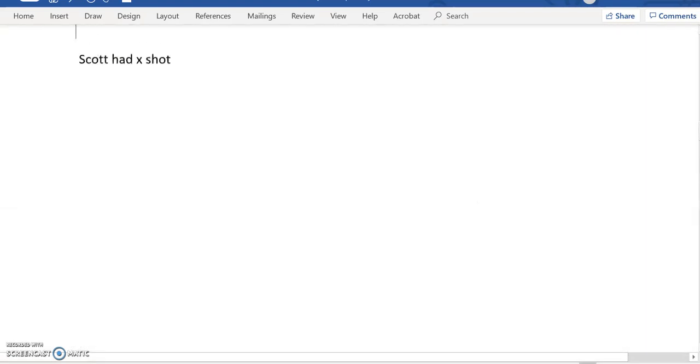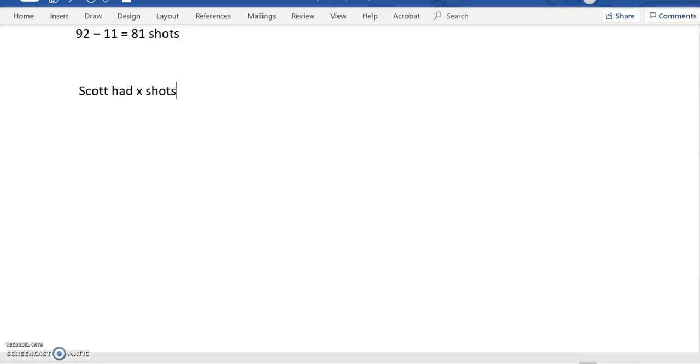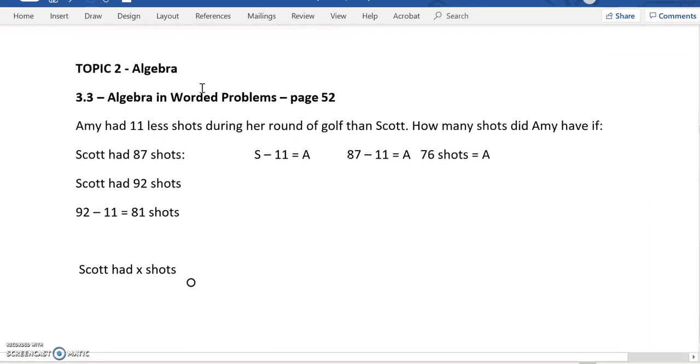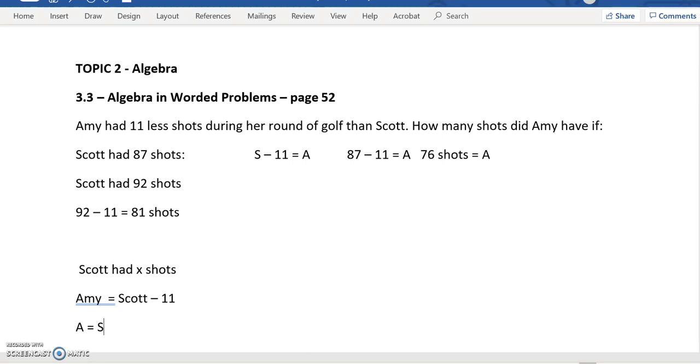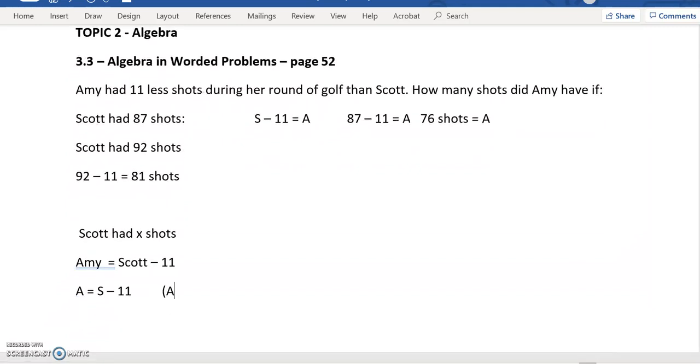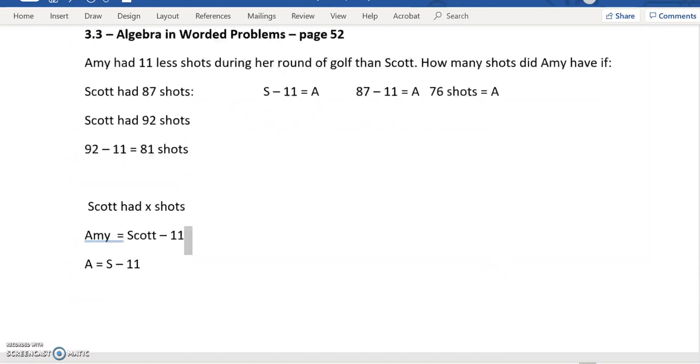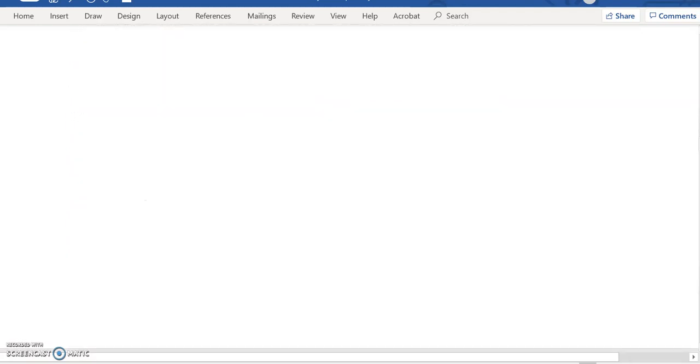And then the third one, Scott has X shots. So in this case, if Scott has X shots, Amy's going to have 11 less. So Amy is going to equal Scott minus 11. And you might write that as just the first letter, A equals S minus 11, as a way of representing A equals Amy and S equals Scott. So that's that first worded problem there for algebra.